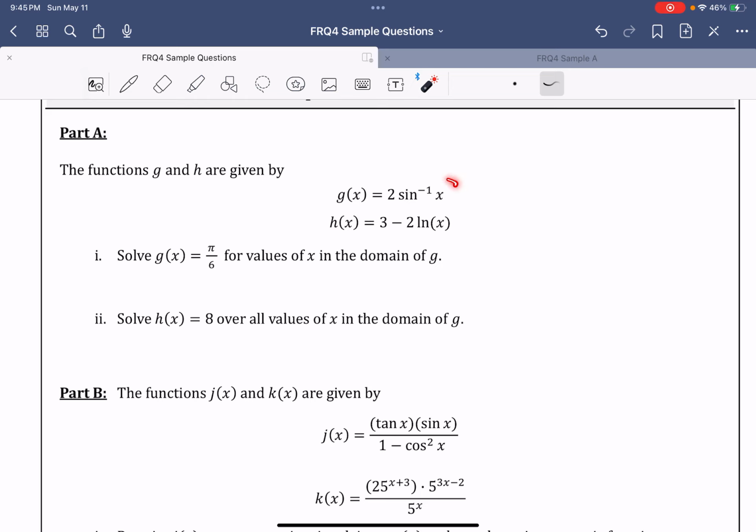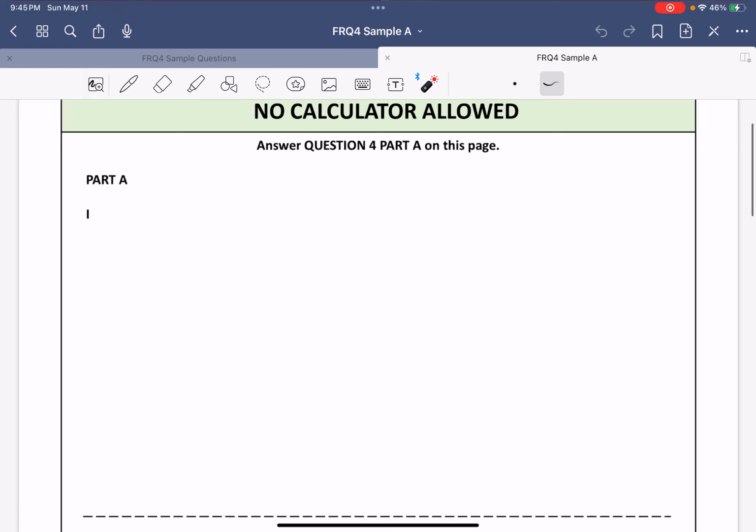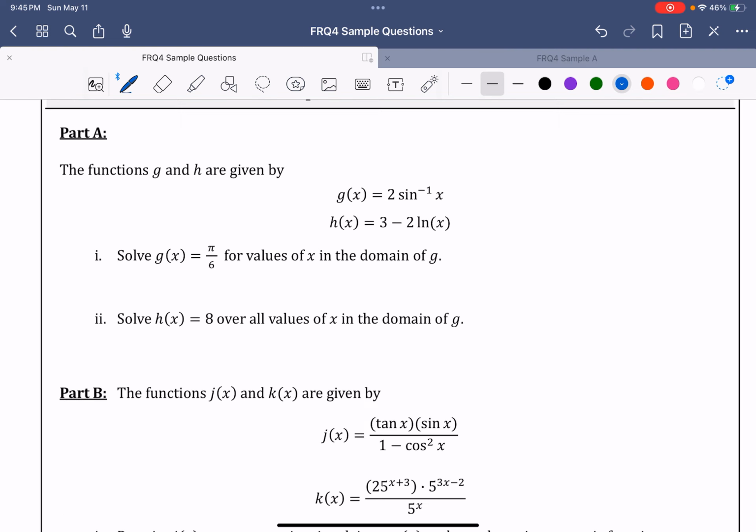Okay, so here's my equation. And they want to know, solve for x whenever g of x equals pi over 6. So we're just going to replace that there and then solve. I'm going to work this out on my answer sheet, and they do give us a lot of space here. So pi over 6 is equal to 2 sine inverse x.